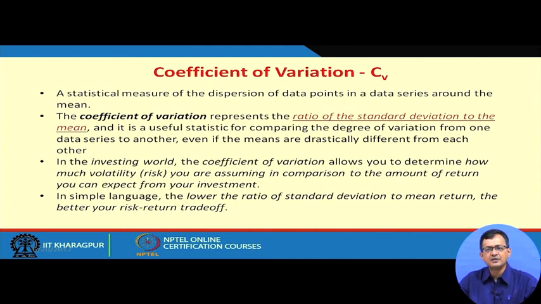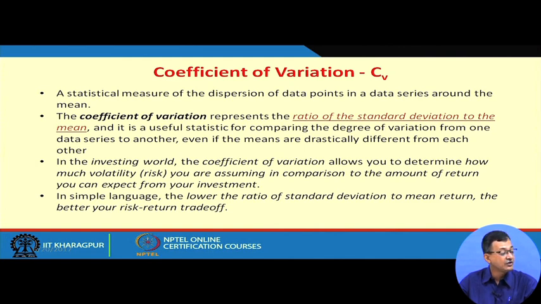Another term, which comes not only for cloud but for any type of thing where risk is involved and you have to give services, is the coefficient of variation, or commonly CV. It is not exactly covariance we are talking about, but the coefficient of variation: a statistical measure of the dispersion of data in a data series around the mean.